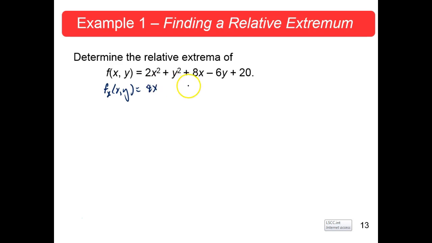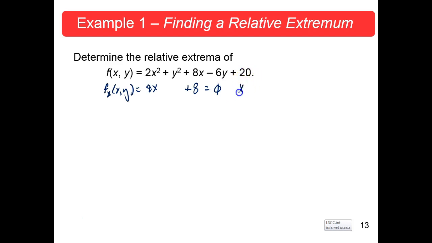4x plus 8. That's all, folks. But it must be equal to 0 for it to be a relative extrema, right? Or it doesn't exist. That exists everywhere. So there aren't any values where it's not going to exist, so we're going to do it. So set that equal to 0, and what does that give us?